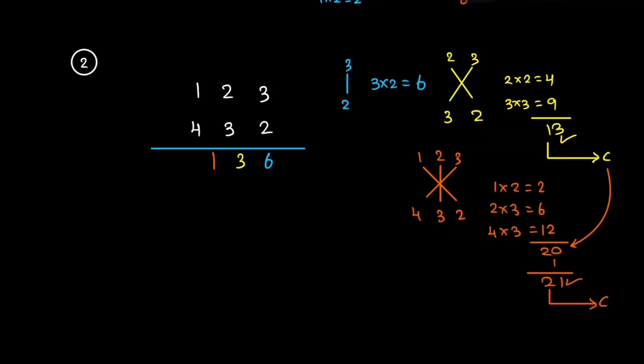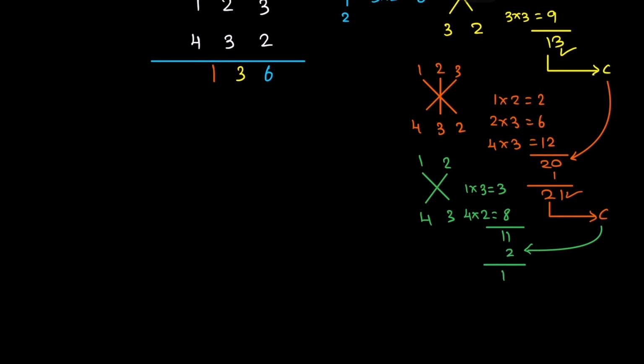The next one, cross. 1, 2 and 4, 3. 1 times 3, that is 3. 4 times 2, value is 8. After combining, it will become 11. Then the previous carry is 2. So 11 plus 2 is 13. Always the same. The unit place is placed directly and the carry is 1.